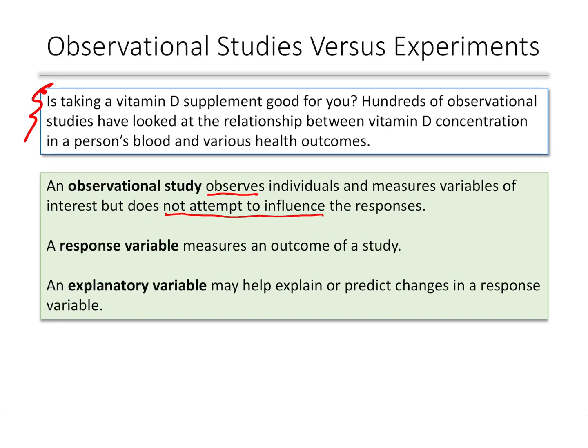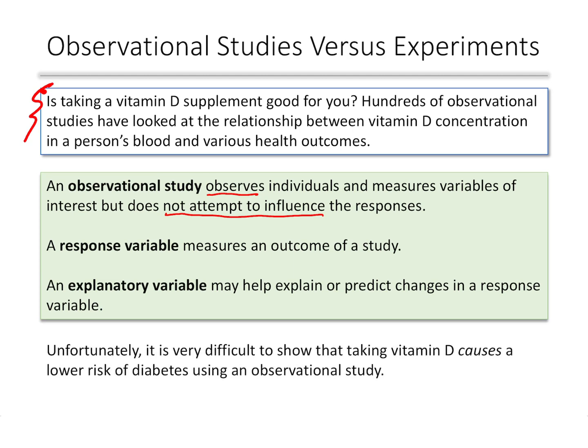An explanatory variable may help explain or predict the changes in the response variable. The same thing like what we just had in chapter 3. Unfortunately, it's difficult to show that taking vitamin D causes a lower risk of diabetes just using an observational study. Observational studies are not good for showing that something causes something to happen.